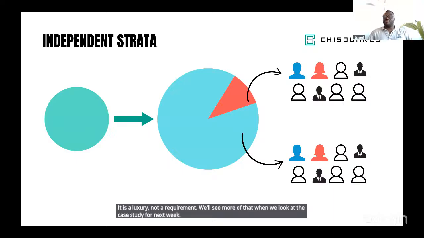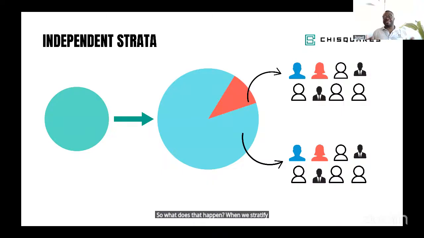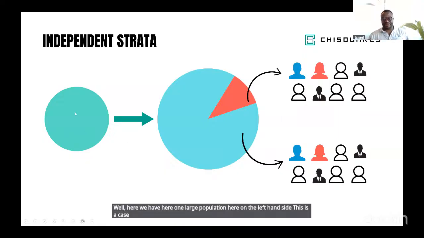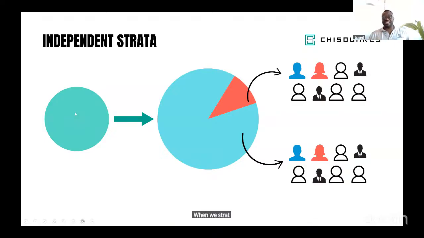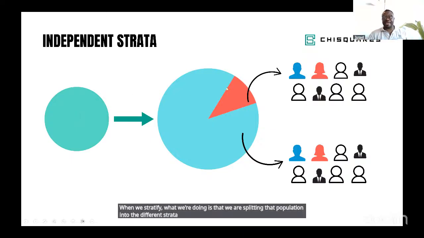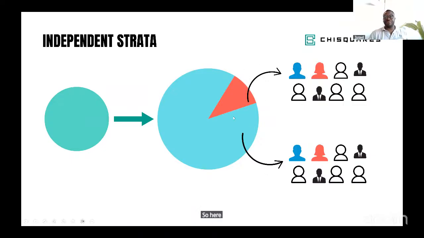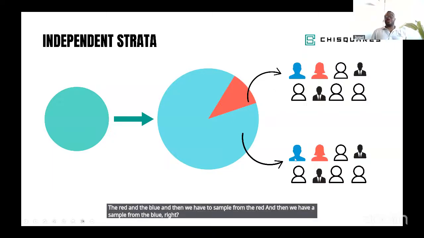So what happens when we stratify? What is happening behind the scenes? Well, here we have one large population on the left-hand side. This is a case where we do not have stratification. When we stratify, what we're doing is splitting that population into two different strata. So in this case, we have the red stratum and the blue stratum. Then once we stratify, we must sample from each stratum. So here we divided these individuals into two groups, the red and the blue, and then we have to sample from the red, and then we have to sample from the blue, right? That's what happens in stratification.